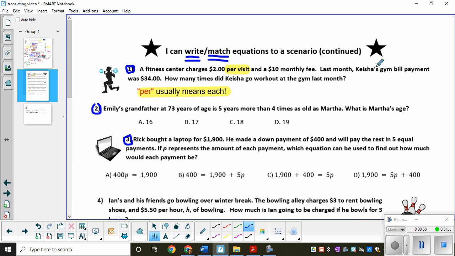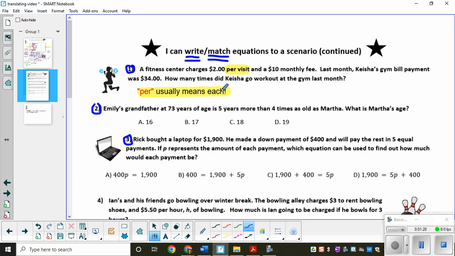So last month, Keisha's gym bill payment was $34. So in a month, it looks like Keisha spent $34, and we know 10 of that was just the monthly fee. So how many times did Keisha go to the workout at the gym last month? So if we want to know how many times did she actually go to the gym and it's $2 per visit, here's going to be our equation, okay guys?